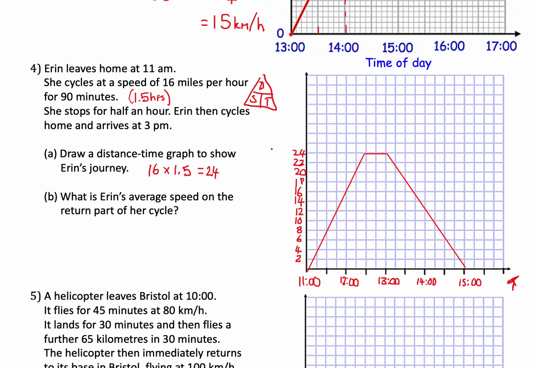So make sure I label my axes because I'm always telling you guys to. And it's always a good idea to put the units on your axis as well. Okay, so that's miles. What is Erin's average speed on the return part of her cycle? So just the return part. So the distance covered on the return part is 24 miles. The time it takes is from 1 o'clock to 3 o'clock, so 2 hours. So the average speed there is 12 miles per hour.